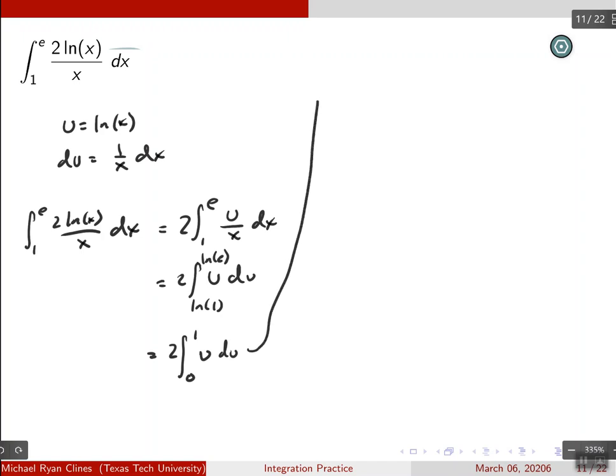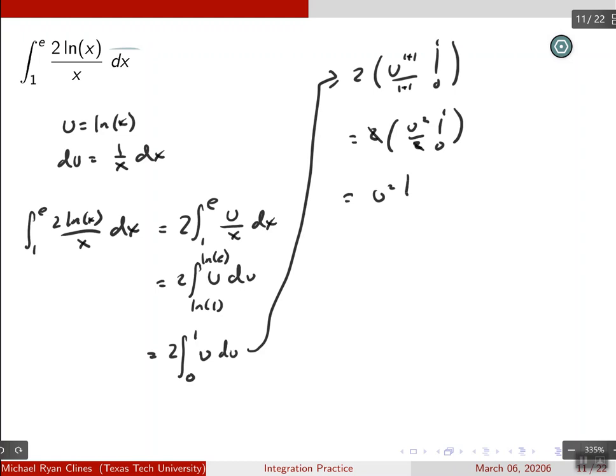Well, here, since we have a function in terms of u, we're integrating with respect to u. It's just doing the straight power rule here. So we have 2 times u to the 1 plus 1 over 1 plus 1 evaluated from 0 to 1, which is equal to 2 times u squared over 2 from 0 to 1. But let's just go ahead and cancel out those 2's. So it's u squared from 0 to 1, which is equal to 1 squared minus 0 squared, which is just equal to, you guessed it, 1.